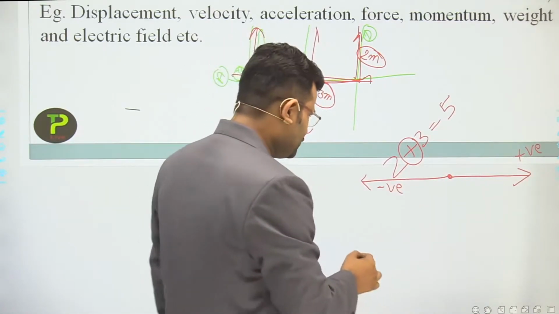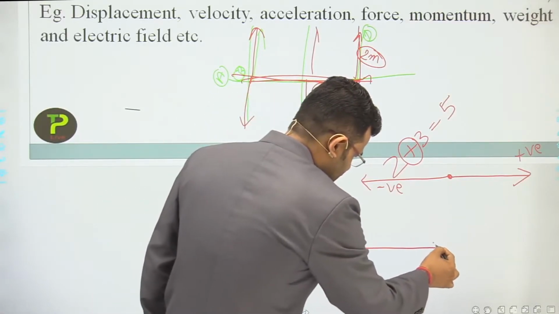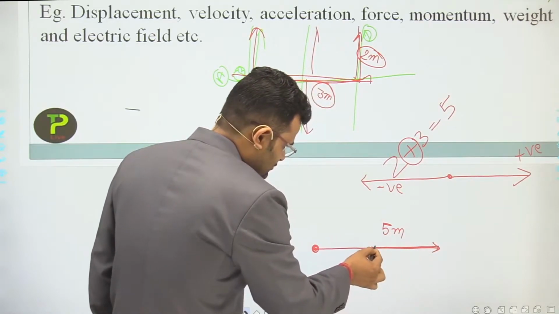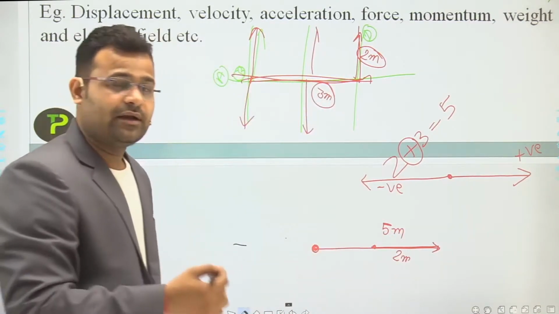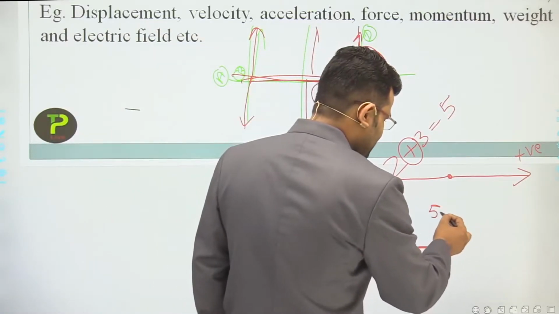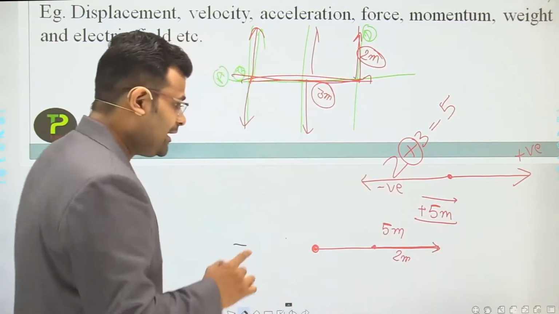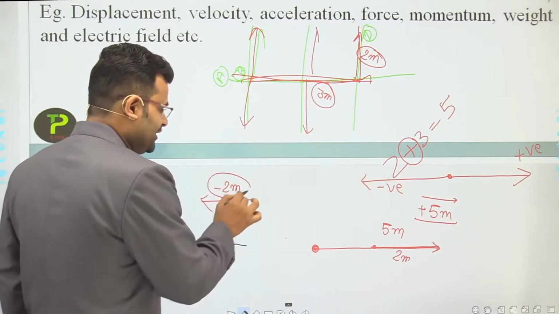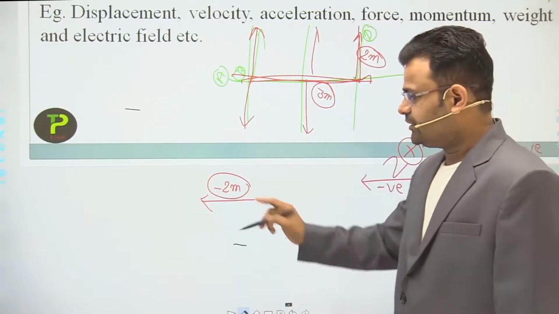Let's suppose you are moving in that direction 5 meter and come back 2 meter. Now calculate the quantities. Dear students, we say 5 meter in the positive direction, meaning right hand side, and after that we move negative 2 meter, minus 2 meter. The negative sign shows the direction.